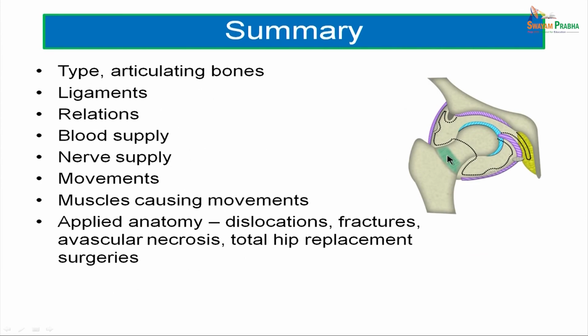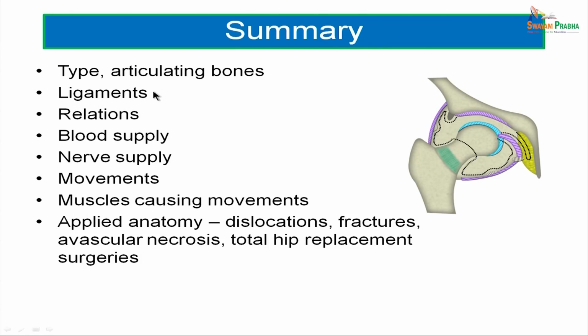With this, we now come to the end of the lesson, and we will have a quick review of what we have studied in this lesson so far. We have seen the type of the joint, which is the hip joint is a ball and socket type of multi-axial synovial joint. The articulating bones include the acetabulum of the hip bone and the head of the femur.